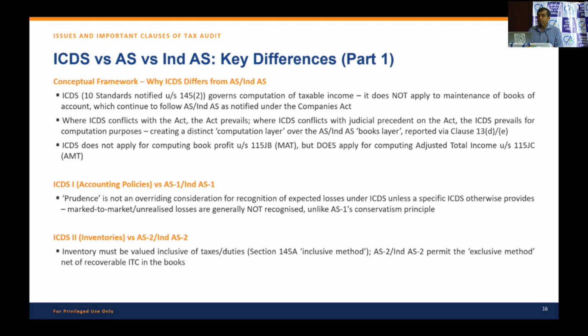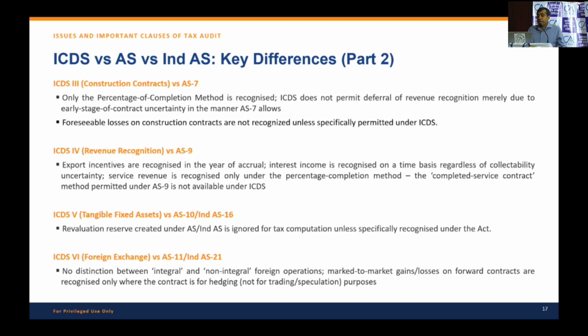ICDS 2, inventory. We did discuss the inclusive exclusive method. So definitely the closing stock value which is appearing in the books and the closing stock value recomputed for the purpose of 145A will be different. Typically the amount should be reported here. I'll come to a slightly different discussion when we complete all ICDS, like if we report, what are the implications and where one should be careful while reporting. Construction contract.